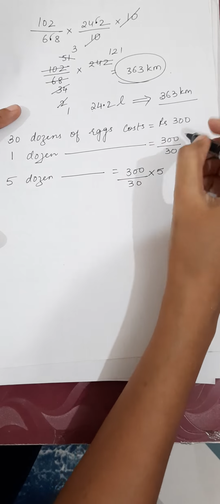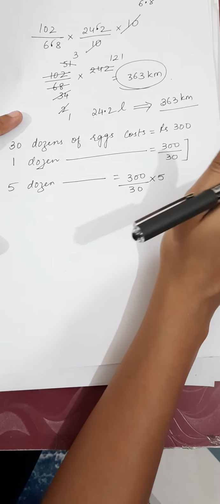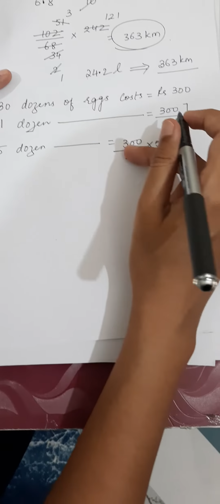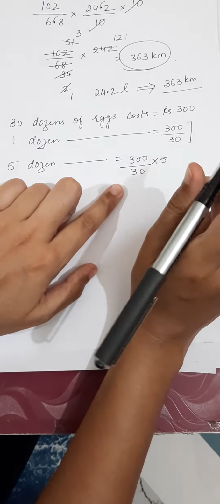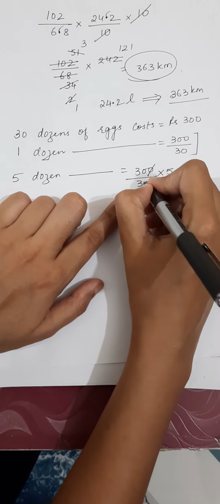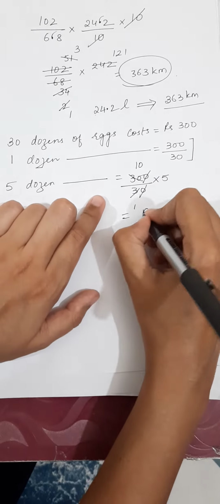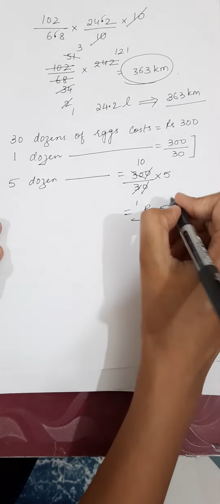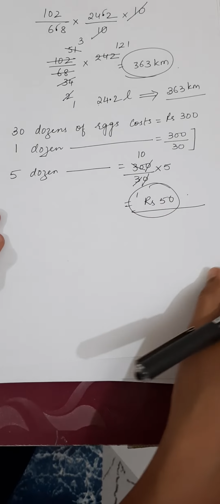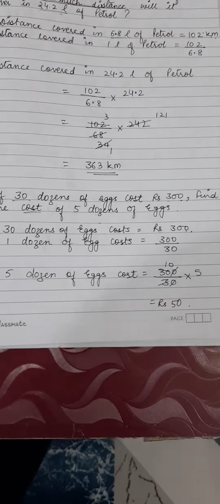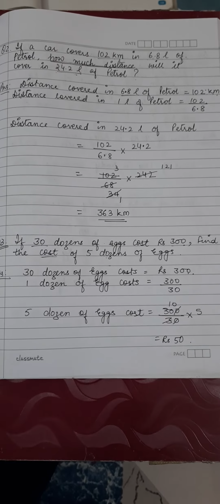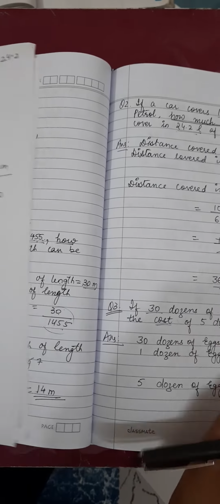Now see, if you want to cancel here, you can cancel here also. And if you are not going to cancel here, you want to keep it like this, you can cancel it here also. 0 0 cancelled, 3 ones are 3, 3 tens are 30... answer is rupees 50. So this means 5 dozen eggs will cost rupees 50. So this was question number 3, and this is the solution of question number 3. Now let's move to question number 4.